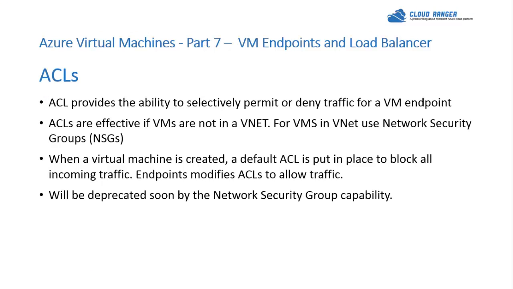ACLs or access control lists. Networking guys, Cisco and Juniper, all these guys, you know ACL very well, what access control lists do. Access control list actually controls access, right? I mean, it provides the ability to selectively permit or deny some sort of traffic to an endpoint on our virtual machine. So for example, I'm allowing the entire world right now to go to port 80 with that little endpoint that we had created.